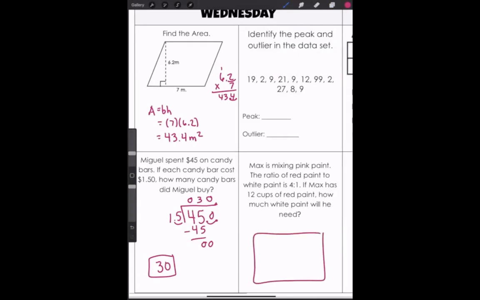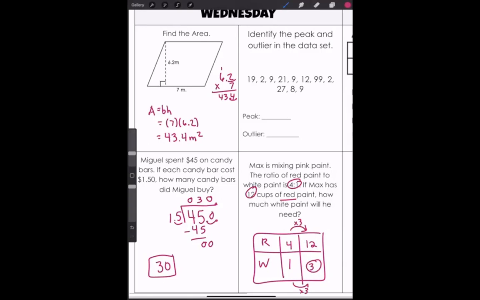Okay, this one over here, this is a box problem. We're talking about red paint to white paint, and they gave us the ratio of 4:1. Those are the two numbers together in the problem. And then 12 cups of red, starting with our, crossing off our diagonals, that tells us we need to start with 4. And 4 times 3 is 12. So 1 times 3 is going to give us 3 cups of white paint.